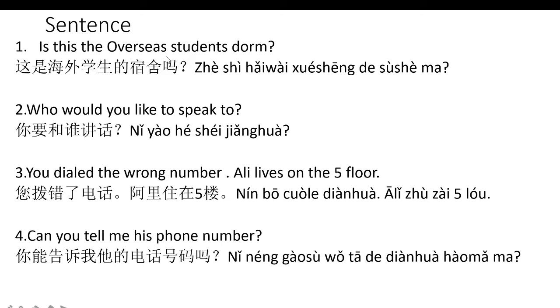Is this the overseas student dorm? 这是海外学生的宿舍吗? Who would you like to speak to? 你要和谁讲话? Number 3, you dial the wrong number. Ali lives on the 5th floor. 您拨错了电话. Ali 住在五楼. Can you tell me his phone number? 您能告诉我他的电话号码吗?